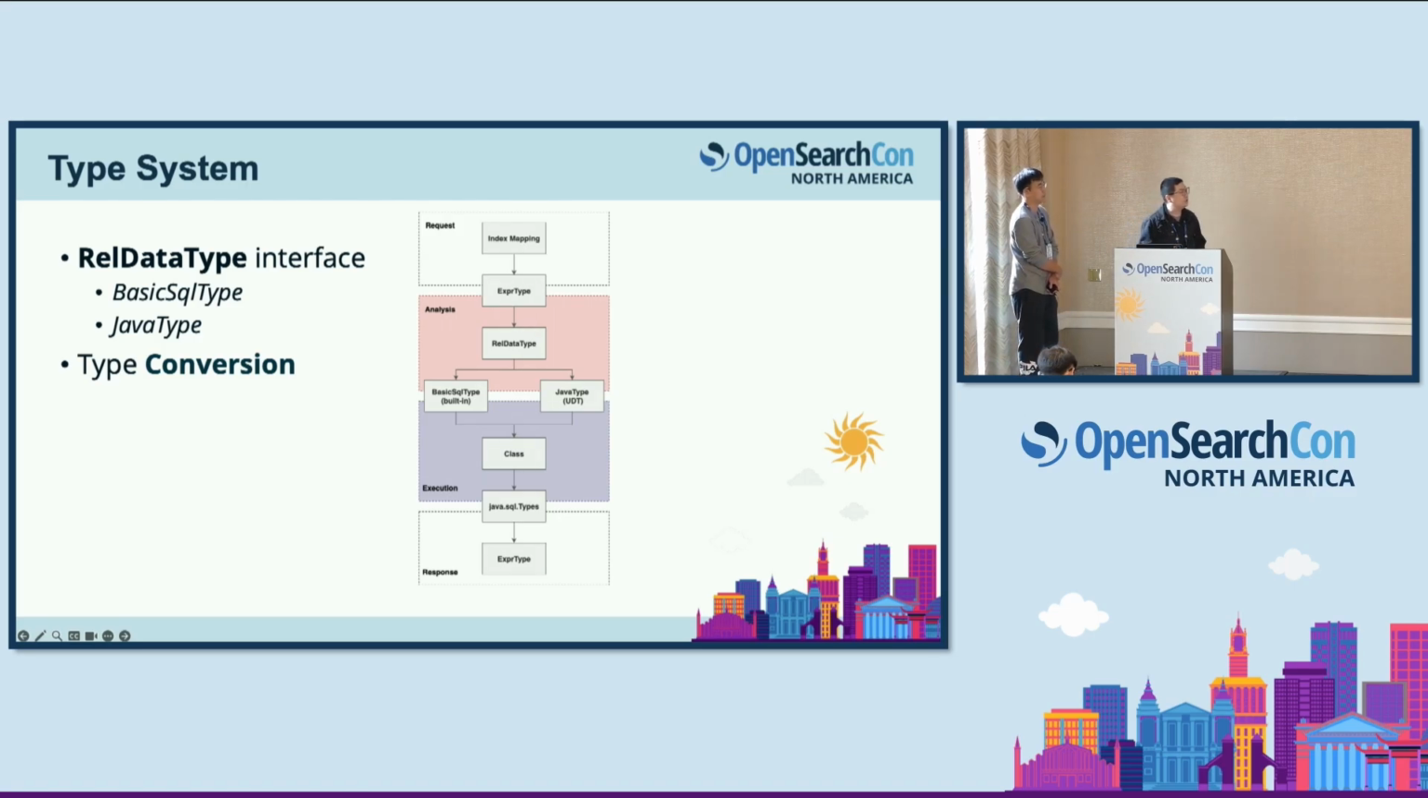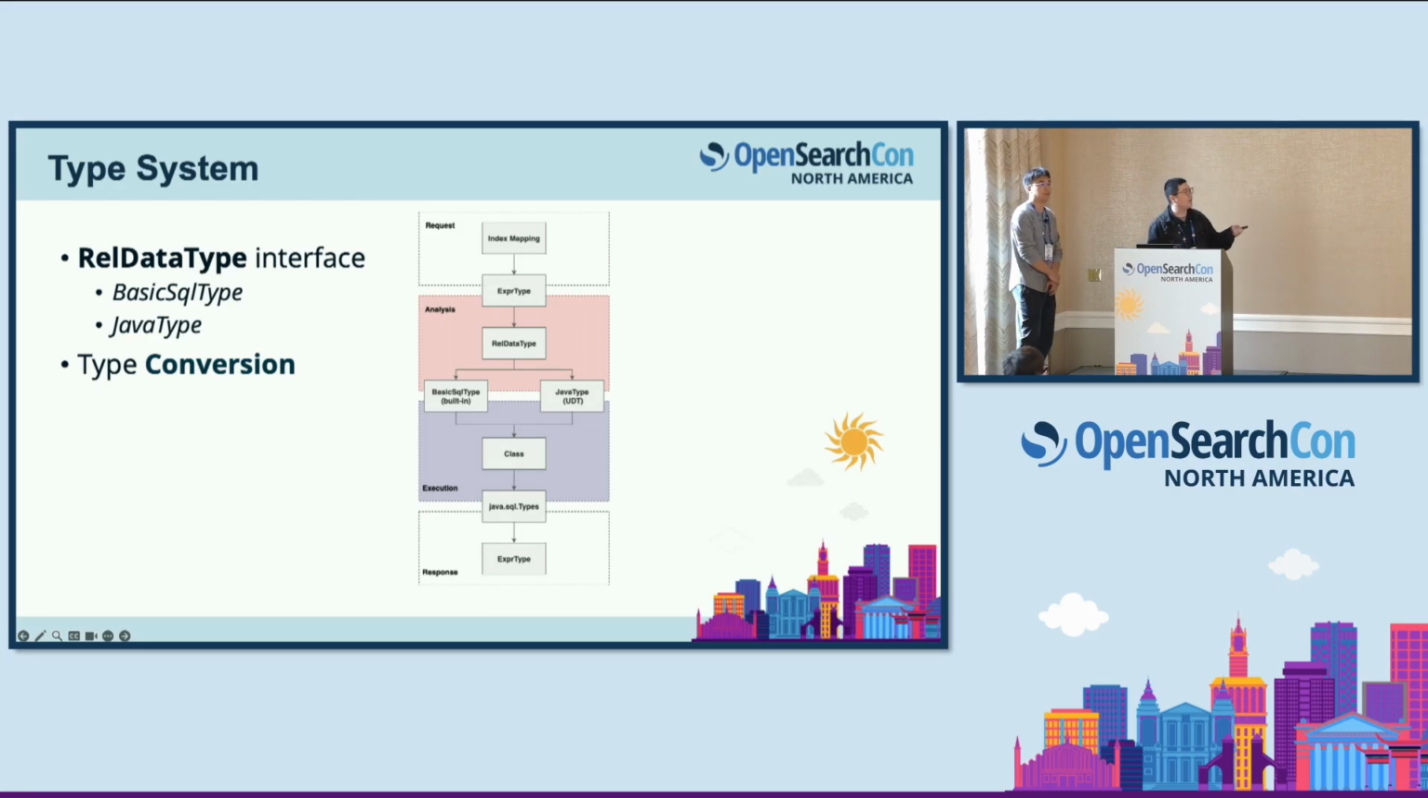So this picture lists how we map the different types, from the OpenSearch request to the OpenSearch response. The OpenSearch request will query the OpenSearch index mapping. And this mapping will be translated to the ExprType. So ExprType acts as the interface layer. The ExprType will be mapped to the Calcite type in the analysis stage. After the analysis, we will build a logical plan, and in each plan node there is a RelDataType system.